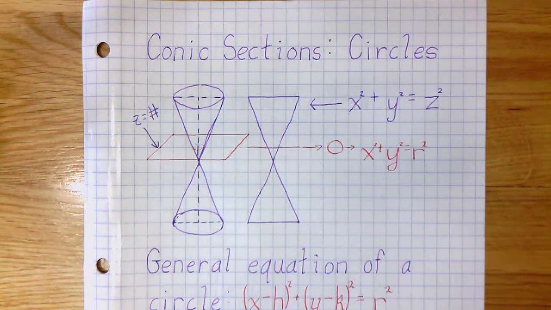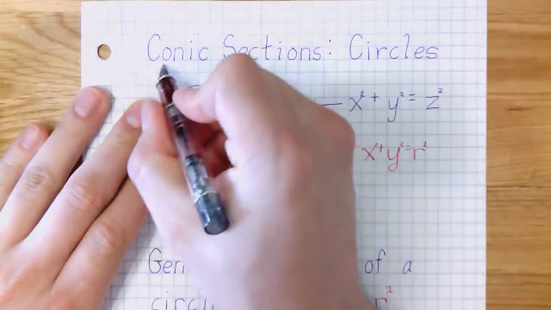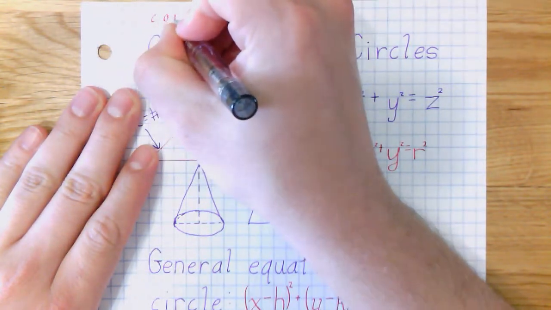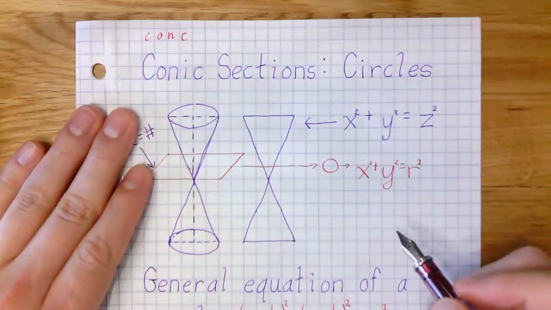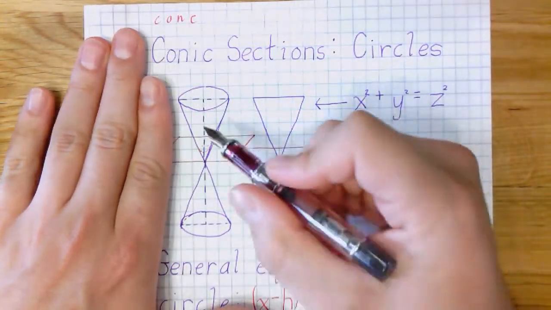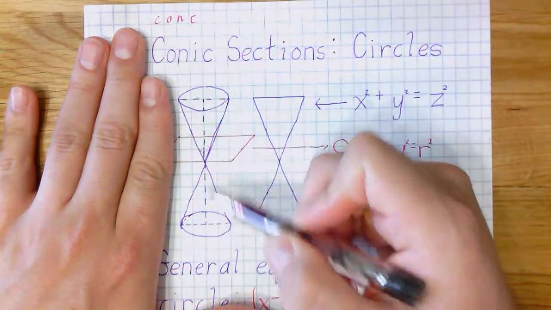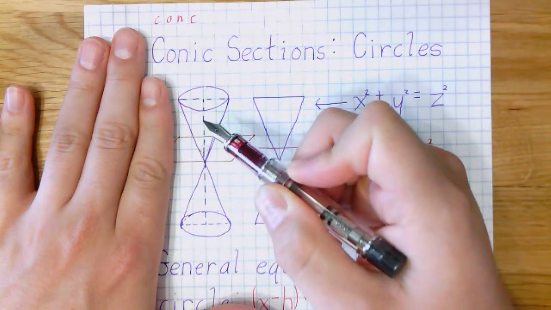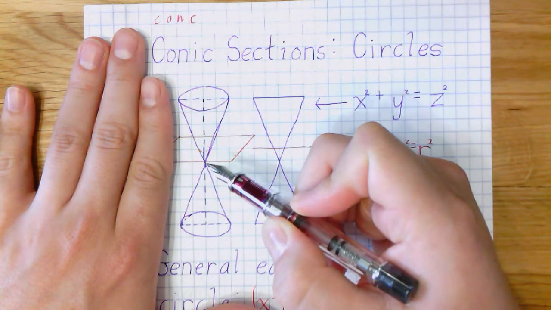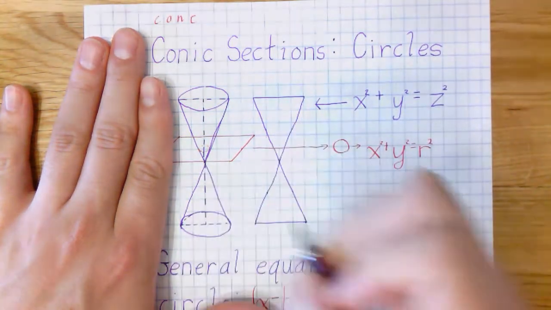Okay, so we're going to start a unit called Conic Sections. Conic, the root word here is cone. That's because it's made of cones. So this is like a 3D thing. This is an ice cream cone with another ice cream cone connected at the tips. And the tips right here, that spot's the origin.